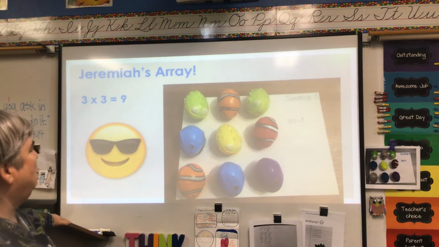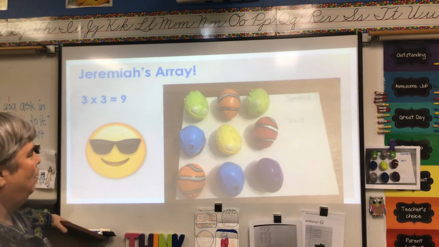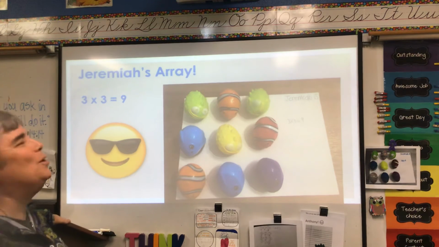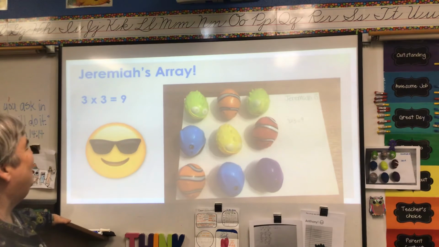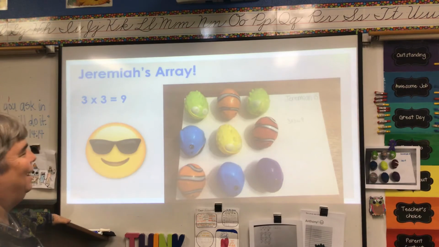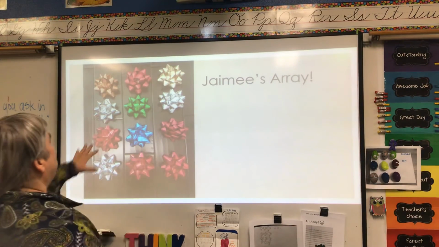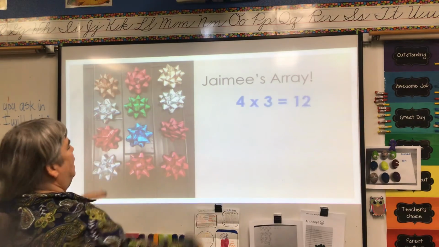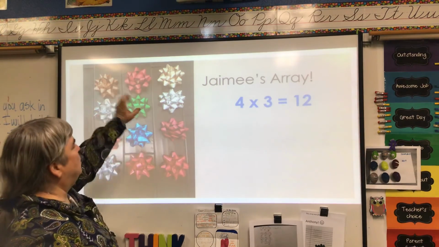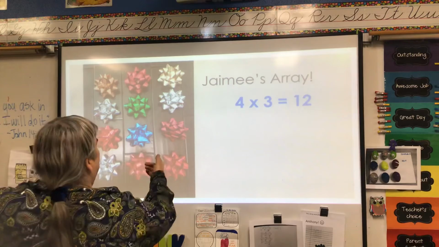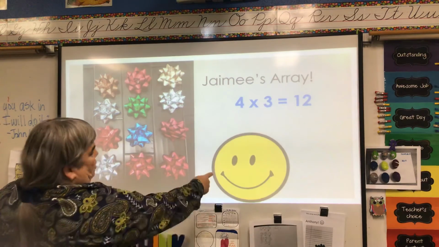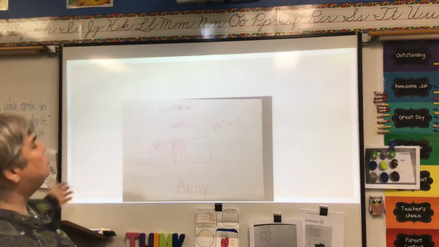Very good, cool smile. Did you notice some Easter things here? There's more Easter. We must have had Easter candy, like Easter eggs. Nice. Okay, but then Christmas, or this is birthdays. Jamie's array, and she had 4 rows of 3. So 4 times 3 is 12, and there's a nice smile.